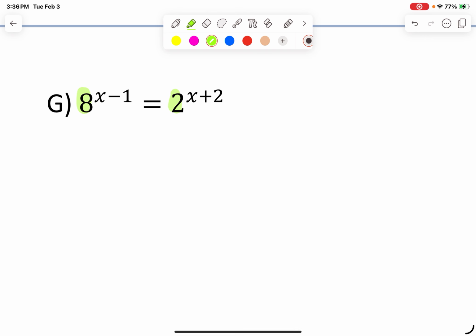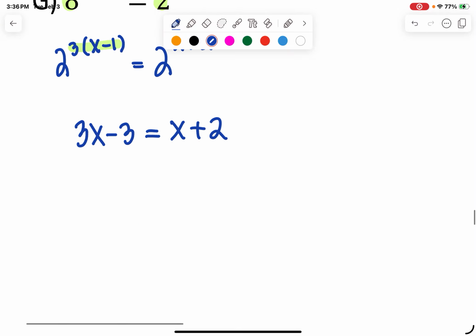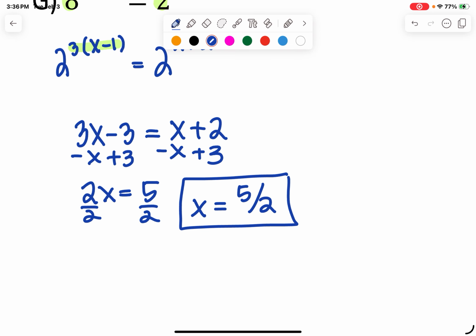Look at the bases, right? I can rewrite 8 as 2 cubed, and then that's x minus 1. 2 is 2 to the first, leave it alone, x plus 2. Set these equal to each other. 3x minus 3 is equal to x plus 2. Solve for x, subtract x from both sides, add 3 to both sides. 2x is equal to 5, divide by 2, x equals 5 halves. Wonderful, right?